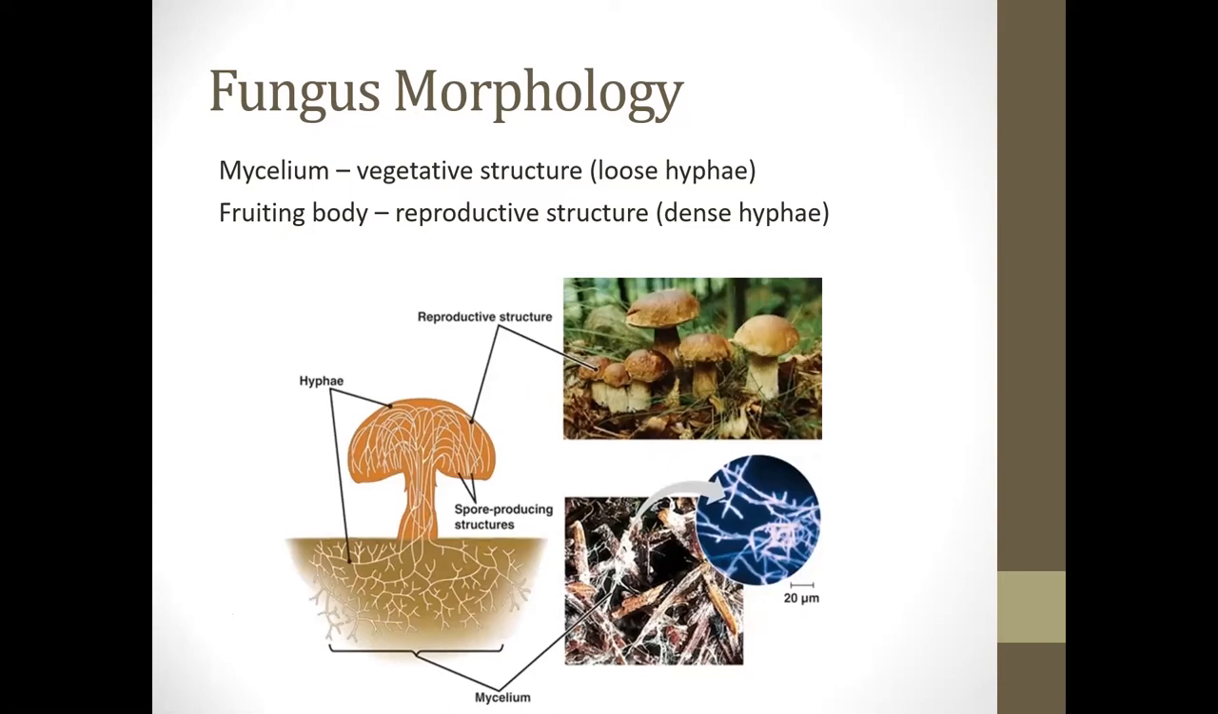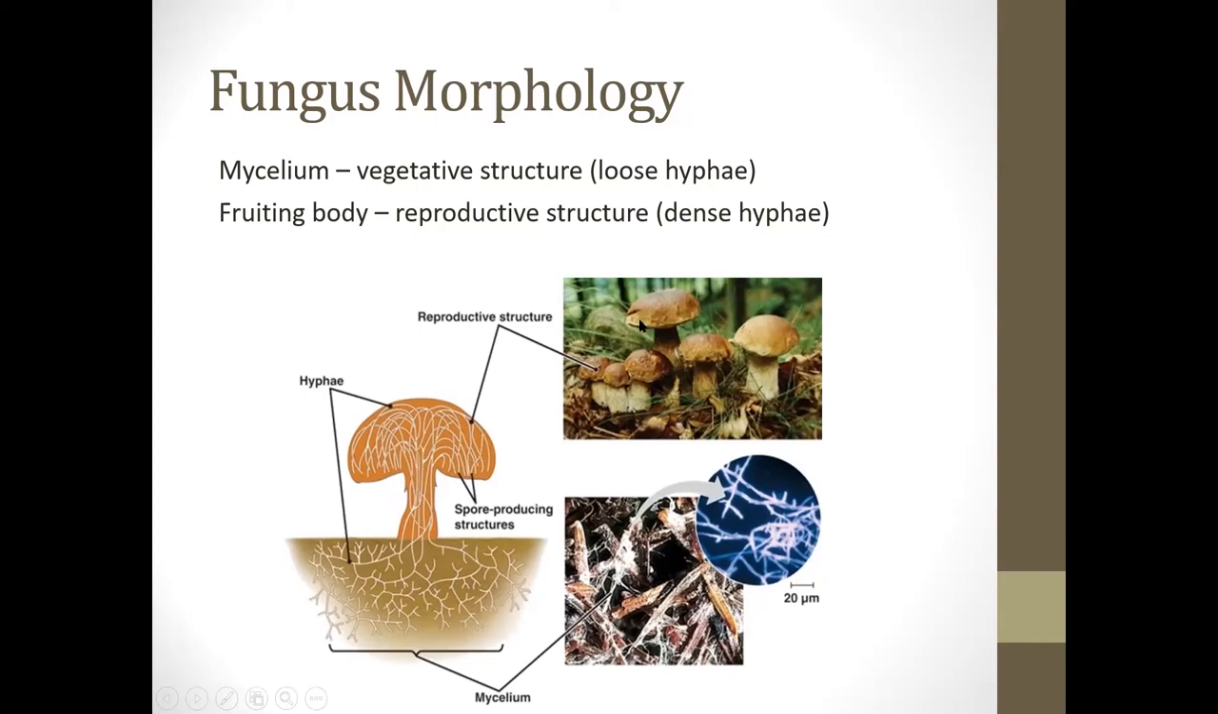And remember, mycelium is a network of hyphae. So looking at this picture here, this is the mycelium, which is the network of hyphae. You have all these hyphae branching out all over the ground. They're releasing digestive enzymes to absorb nutrients. But when it comes time for reproduction, that is when they produce the mushroom. And all a mushroom is, is densely compact hyphae.